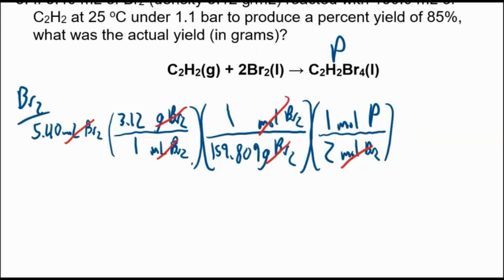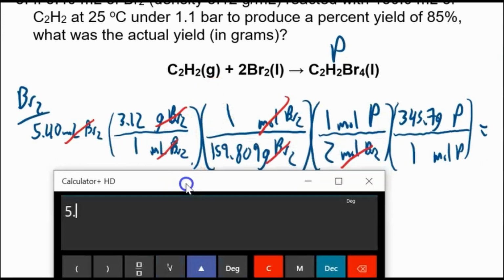So let's go to grams here. We want moles of product to cancel, and we want grams of product. Now the molar mass of this, you can look in the periodic table: 2 times the molar mass of carbon plus 2 times the molar mass of hydrogen plus 4 times the molar mass of bromine works out to be 345.7 grams. So for every 1 mole of the product, it weighs 345.7 grams.